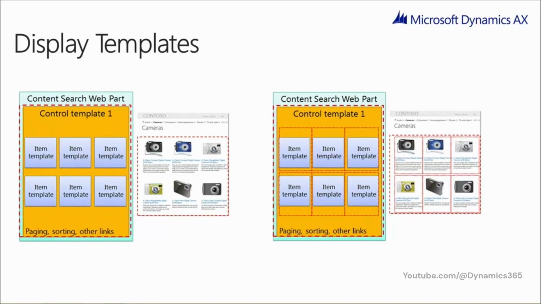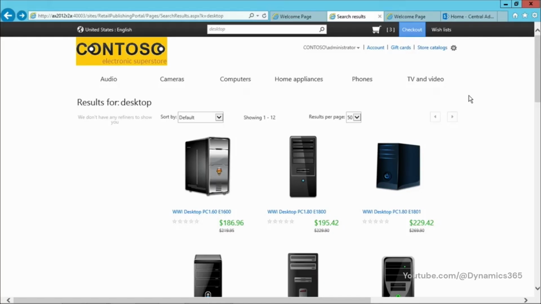The item display template determines how each result in the set is displayed, and the template is repeated for each result. An item template can display an image with text, a video, and other content. The item display template also determines which managed properties and values are displayed by the content search web part. In this example, the item template displays three managed properties: a small-sized image, a product name as a hyperlink, and a brief text description. In this demo, we'll see how to change the display templates for a web part.